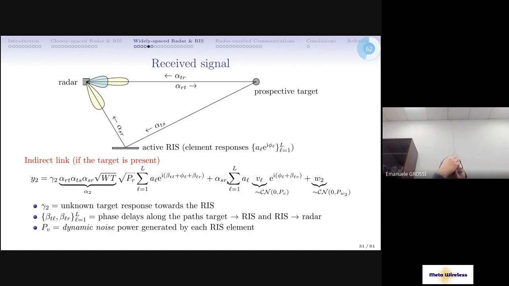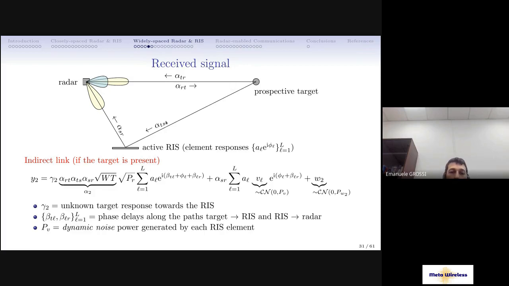In the indirect link, we have three terms now since we have an active RIS. The first one is the signal term, where we find the average radar transmit power, the radar to target coefficient, the unknown tagged response towards the RIS. Notice that now this counts for the bistatic radar cross section, since the reflected wave bounces off with a different angle with respect to the incident wave. So it's not the monostatic radar cross section that we have seen in the previous case. This is the bistatic radar cross section.